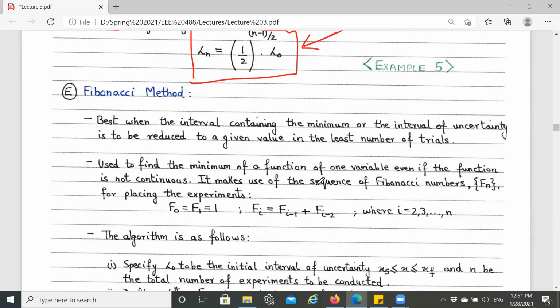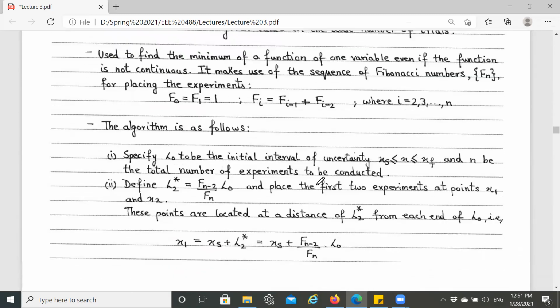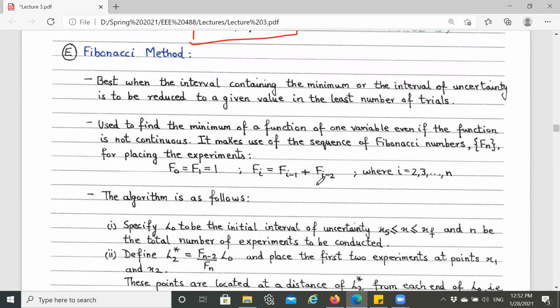Okay, now let's look at our last method for today, the Fibonacci method. Do we all know what the Fibonacci series is? Guys, I need you to respond. Hi, Girim, are you there? Yes. Okay, can you tell me what the Fibonacci series is?